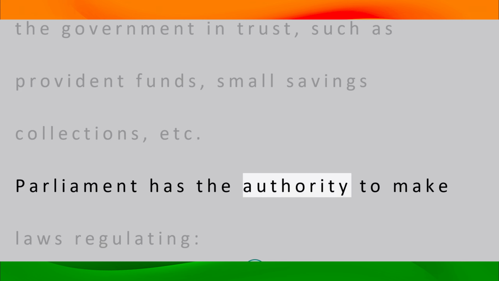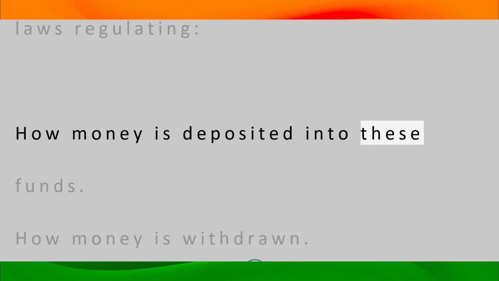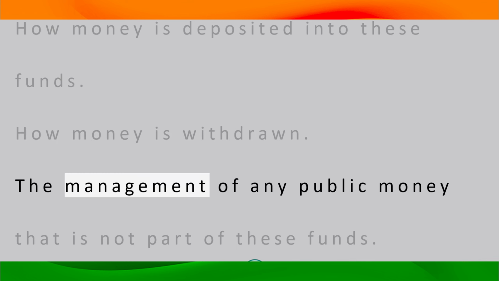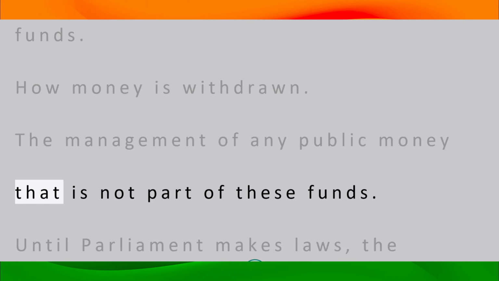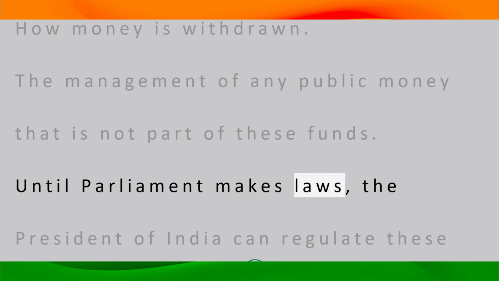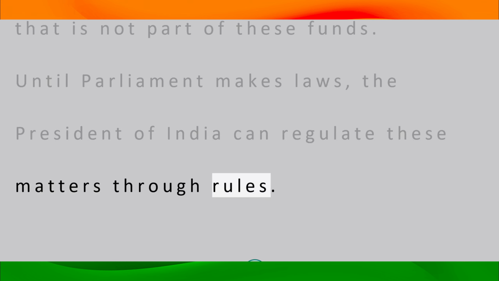Parliament has the authority to make laws regulating how money is deposited into these funds, how money is withdrawn, and the management of any public money that is not part of these funds. Until Parliament makes laws, the President of India can regulate these matters through rules.